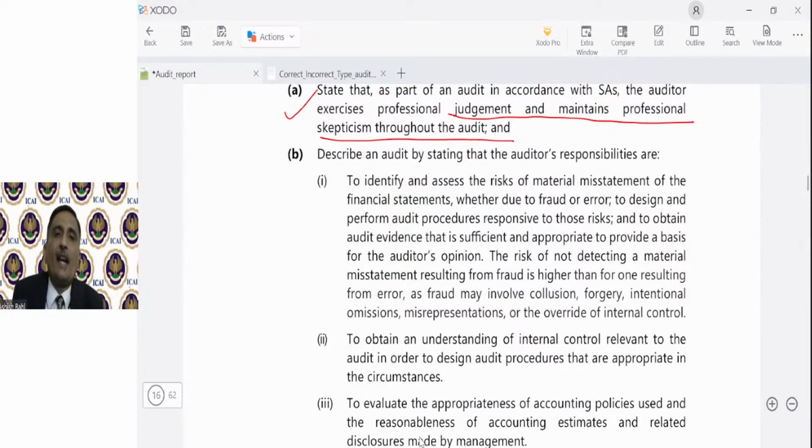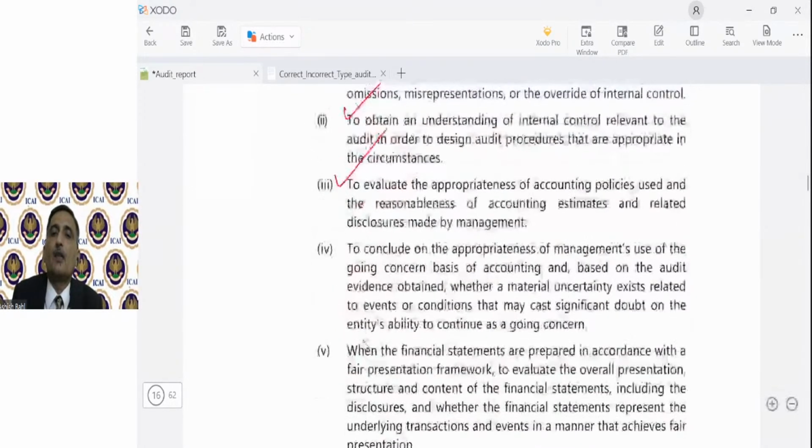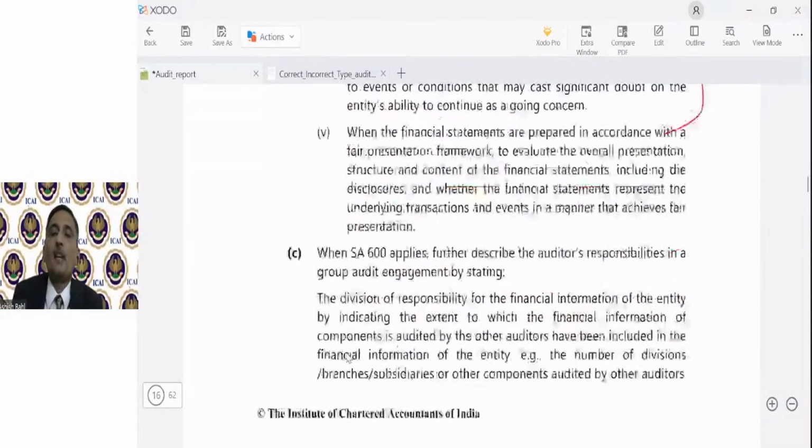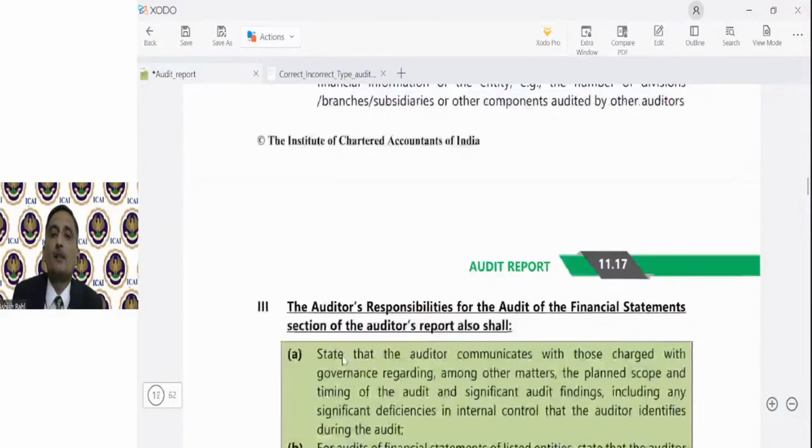These are to identify and assess the risk of material misstatement, to design and perform audit procedures, to obtain audit evidence, okay, to obtain an understanding of internal control, to evaluate the appropriateness of accounting policies, okay, to conclude on the appropriateness of the use of the going concern basis, and to evaluate whether the financial statements are prepared in accordance with the applicable financial reporting framework.